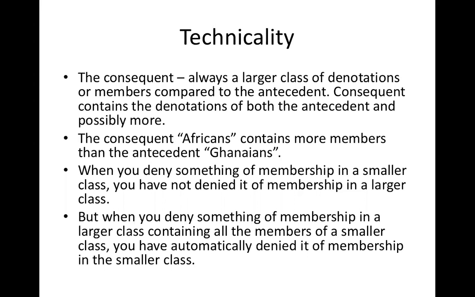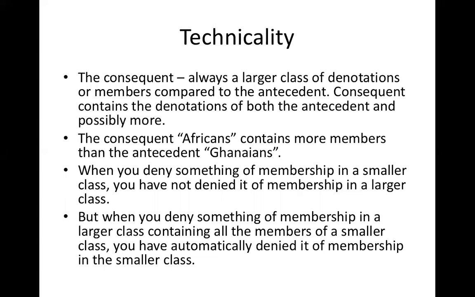But you cannot imply that the class Ghanaians is bigger than the class Africans. So when you deny something of membership in a smaller class, you have not denied it of membership in the larger class. So when you say all Ghanaians are Africans, it means that anyone who is a Ghanaian is an African.